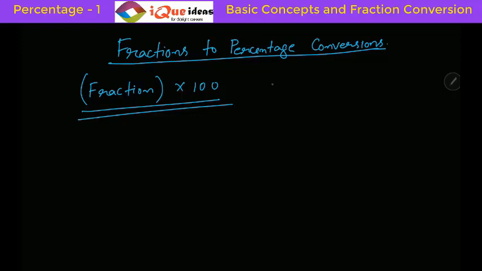Say for example, let's take a fraction that is 3 by 5. If I want to convert it into a percentage, what do we need to do? Just multiply by 100. Now 5 goes into 100 20 times. 20 into 3 is 60. So the answer is 60%, right?